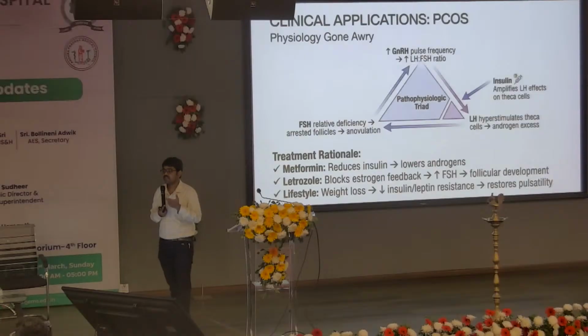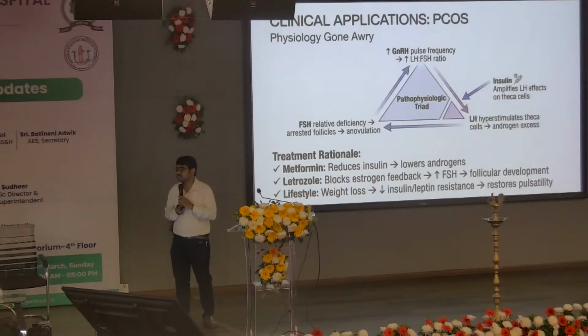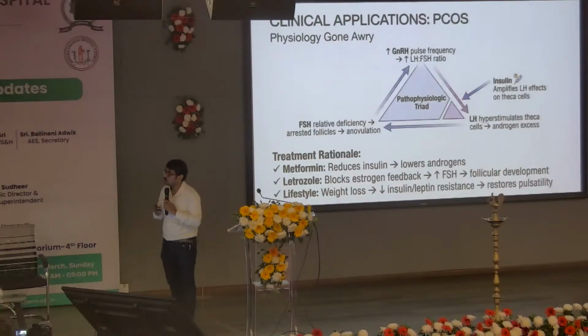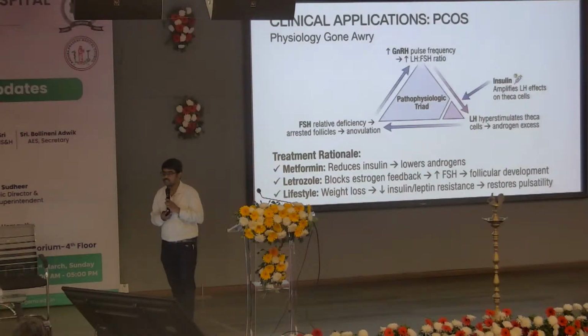So instead of FSH, now we are producing more and more LH. Low FSH leads to underdevelopment of your follicles. There is no proper development of follicles; they are going to be in an immature state. At the same time, increased LH levels cause luteinization and produce more and more androgens. So you're going to see all the virilization features in case of PCOS. At the same time, insulin resistance amplifies the effect of LH.